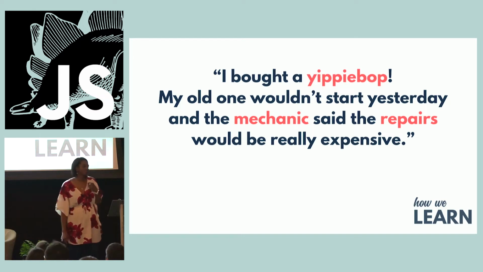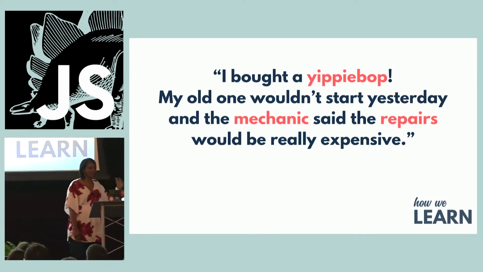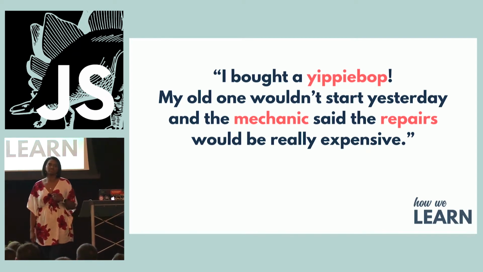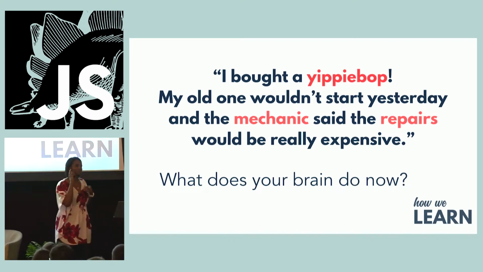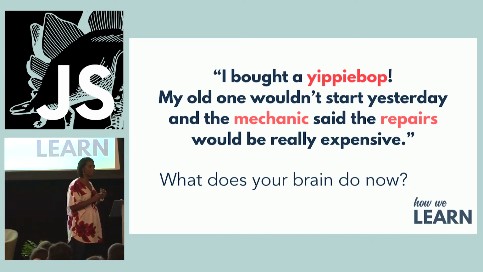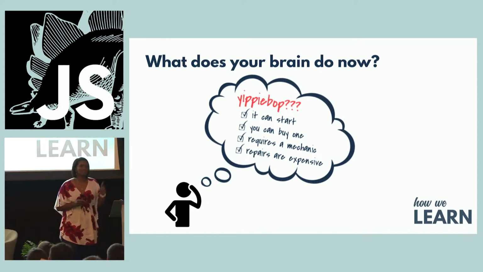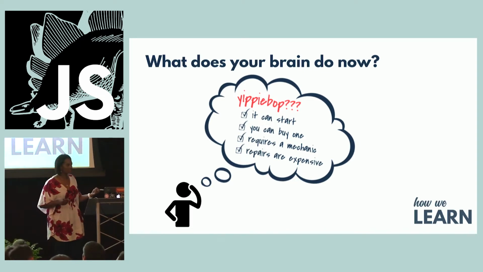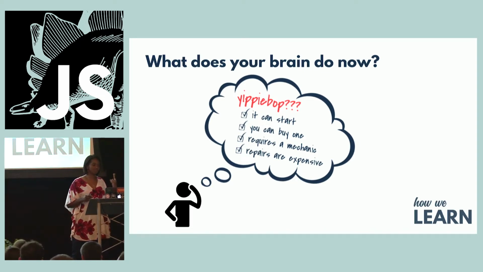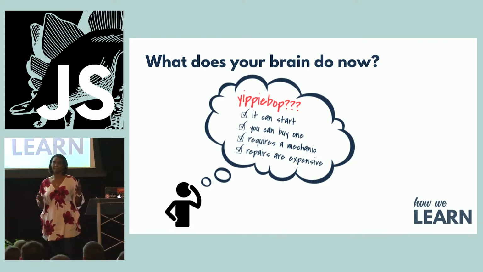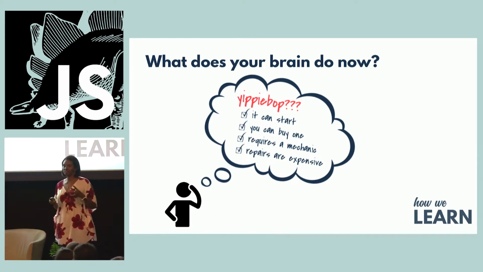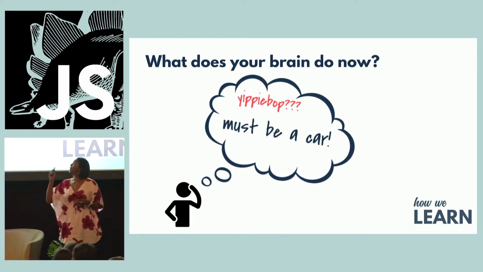What if I said, I bought a yippee bop. My old one wouldn't start yesterday, and the mechanic said the repairs would be really expensive. What does your brain do now? Your brain makes a checklist. It found some clues. Your brain said, okay, it's something that can start. You can buy one. Requires a mechanic from time to time. And the repairs are expensive. Now, I know you know I'm from Houston. It's not a tractor. Must be a car.